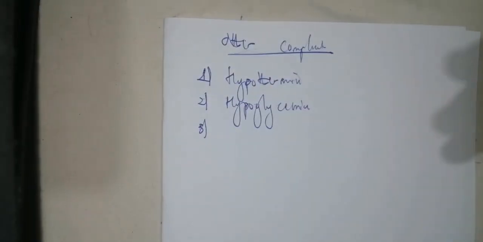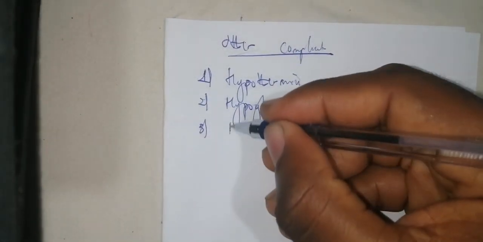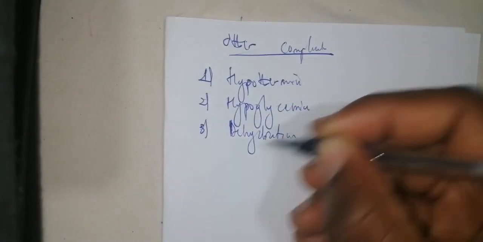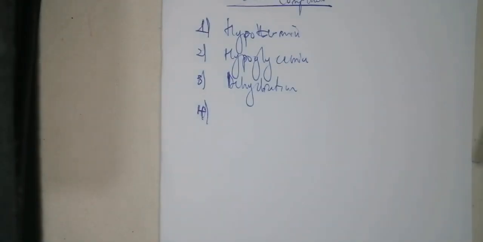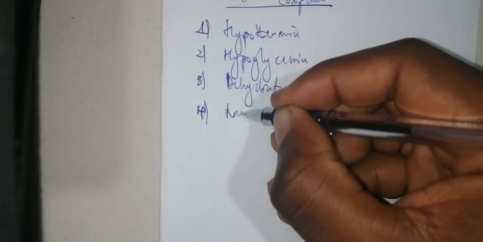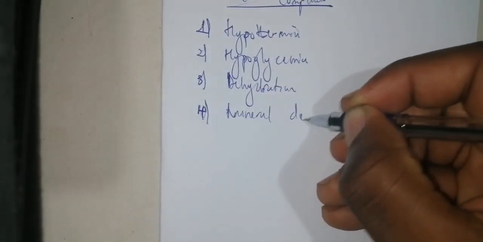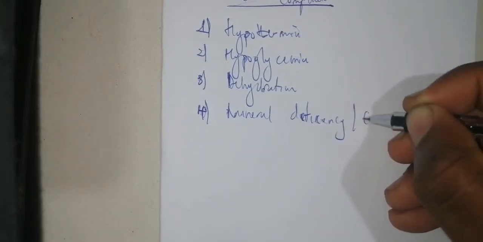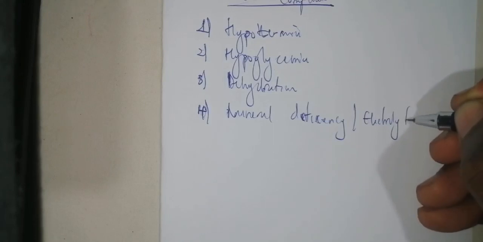The third complication after hypoglycemia is dehydration. Is it clear? The next complication after dehydration is mineral deficiency. Is it clear? Or electrolyte imbalance. Mineral deficiency or electrolyte imbalance.